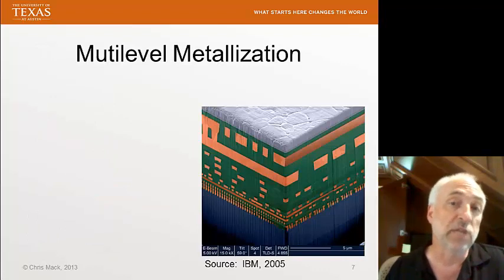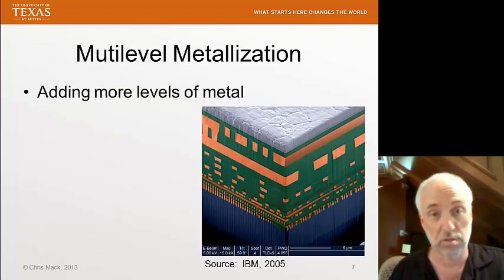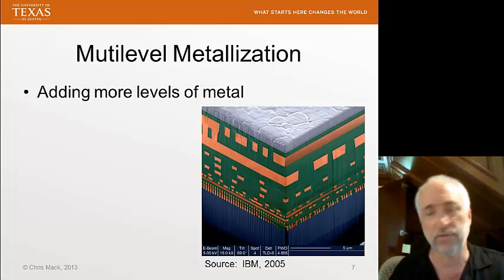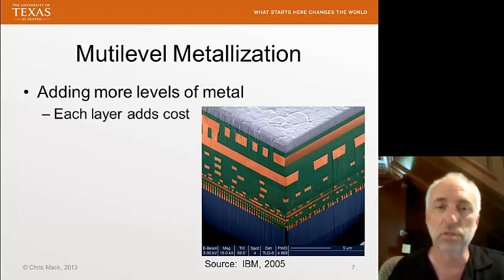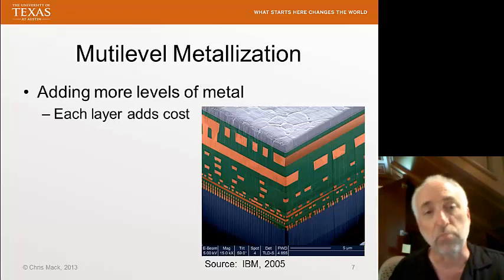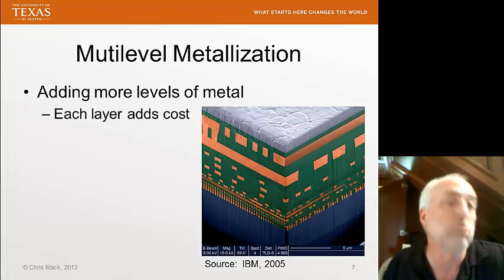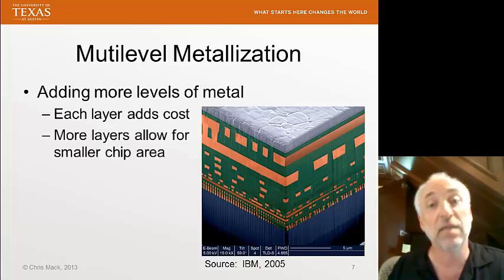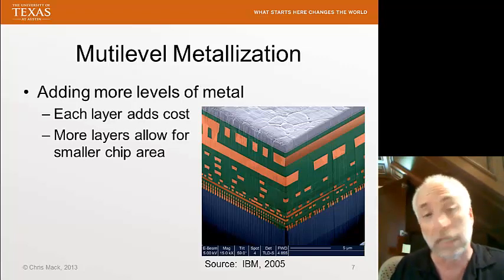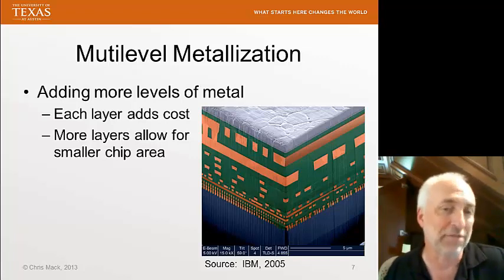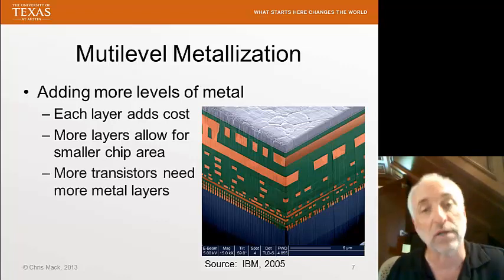Multiple levels of metallization is one of the approaches that we use to optimize these trade-offs. We add more levels of metal and it shortens the length and reduces the area of the chip. But each layer adds cost. 3 levels of metal costs more to make than 2 levels of metal. But these extra levels of metallization allow for a smaller chip area. That saves you money. Well, now we have a trade-off, and we can optimize the costs.